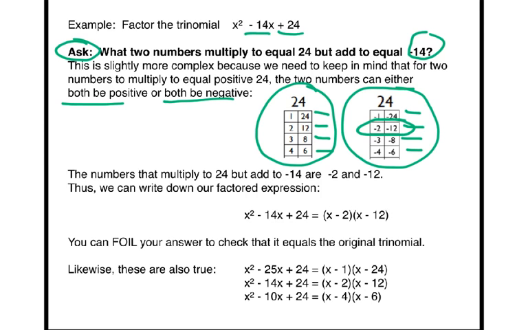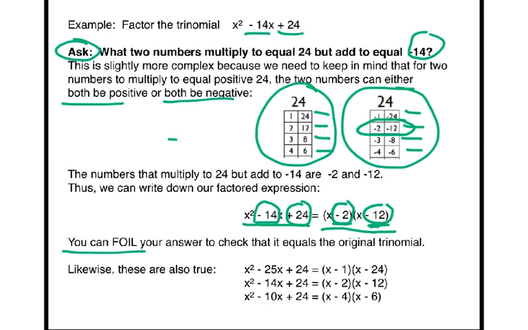Thus we can write down our factored expression: x squared minus 14x plus 24 is equal to x minus 2 times x minus 12. Because negative 2 times negative 12 is equal to positive 24, but negative 2 plus negative 12 is equal to negative 14. You can and should FOIL your answer to check that it equals the original trinomial.